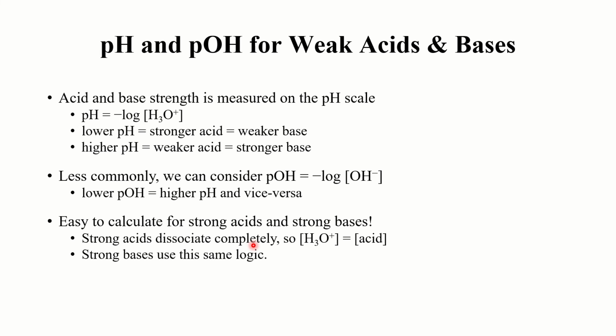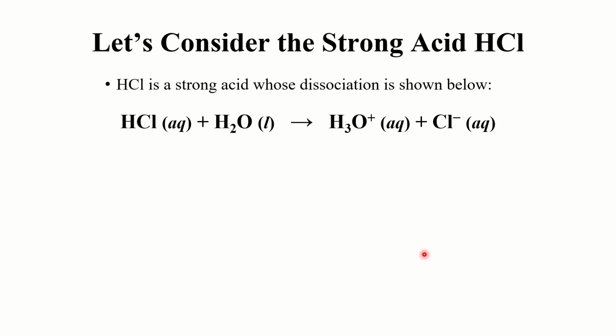It's very easy to calculate for strong acids and bases, as we saw in the previous lecture. Strong acids dissociate completely, so H3O plus concentration just equals the acid concentration. Strong bases use this same logic. Just watch out, if it's a strong base with two hydroxides, make sure you double that concentration. But it gets a little more complicated with weak acids and weak bases. We're going to see here how we can handle those types of compounds.